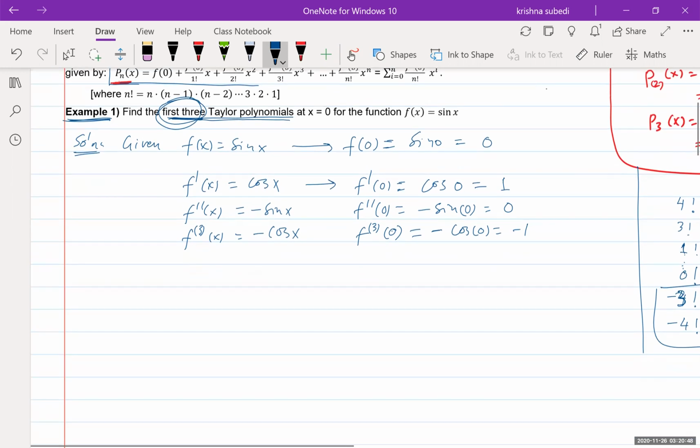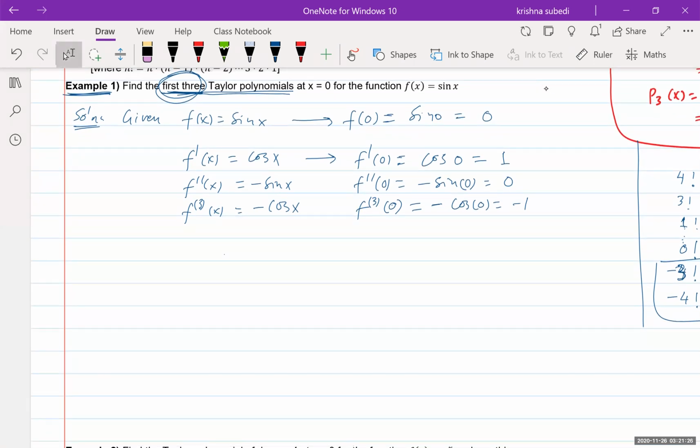Okay? And if you want, you can find the other values as well. You can find the fourth derivative if you like in the same manner. That's going to be sine x and so on. But because it says only the first three, find the first three Taylor polynomials at x equal to 0, I think we'll be fine up to that value here. All right.